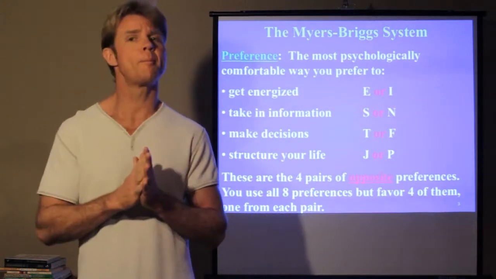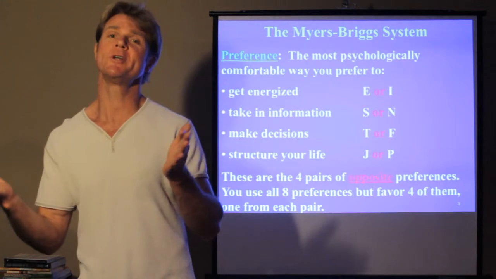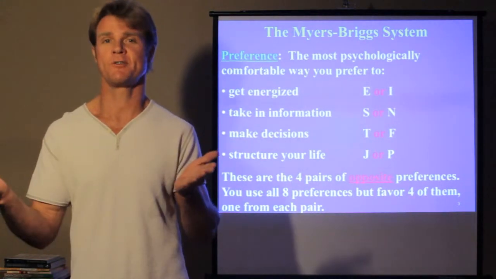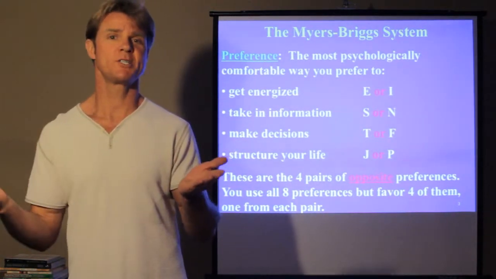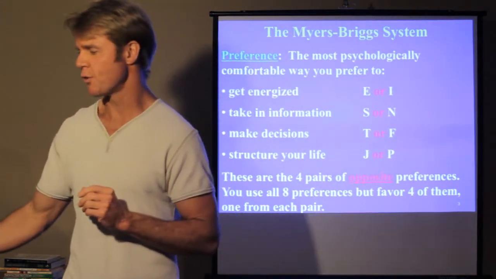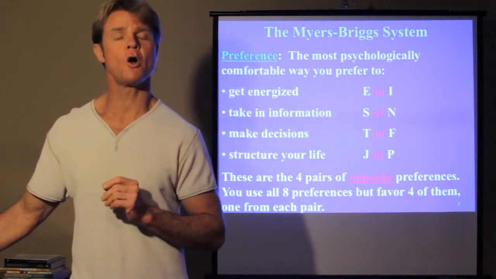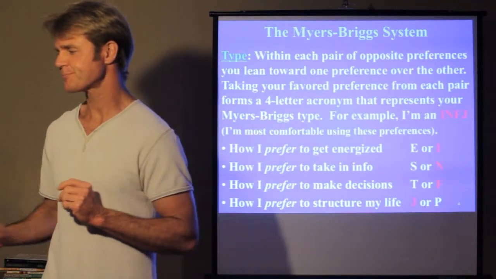All right, so these are the 4 pairs of opposite preferences. Remember, extroversion or introversion, sensing or intuition, thinking or feeling, and judging or perceiving. Those are the 4 sets of preferences. And again, we all use all 8 preferences.